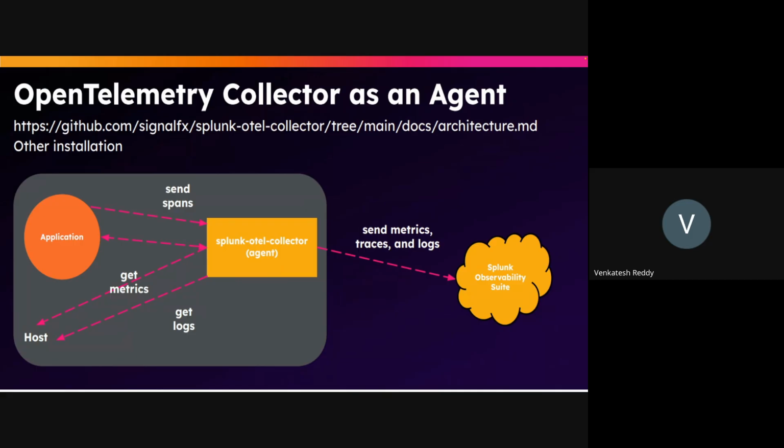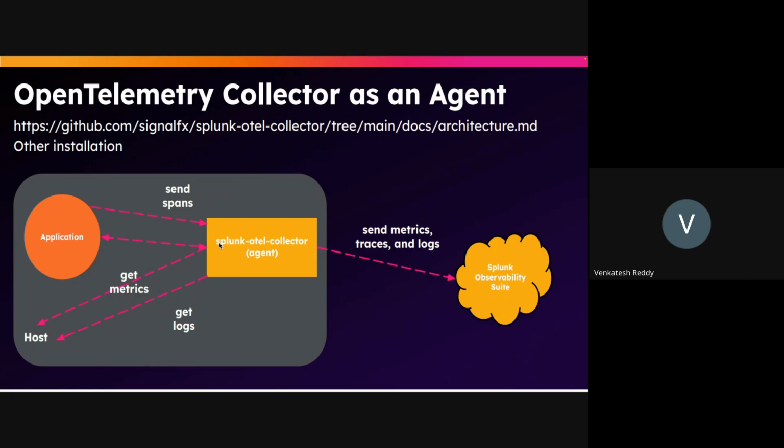But one very common way to deploy the collector is as an agent. That means as close as possible to the application. You might deploy it as a sidecar on a containerized environment, or you can deploy it as a daemon set, like per host, in the case of Kubernetes.